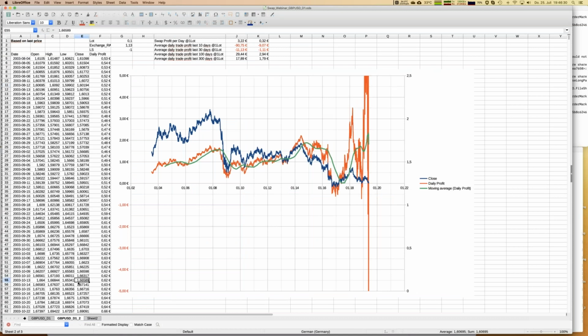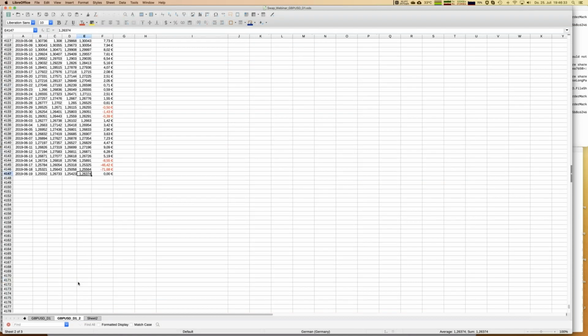Another idea, and now I have really to go back to the very end of the table. Now I did a little bit different. I started a trade just for one night. So that's a minus 71 euro here. Or I open the trade here and end the trade at the very end. Or I open the trade here, ending here, and those 2.51 euros are the average profit per day.